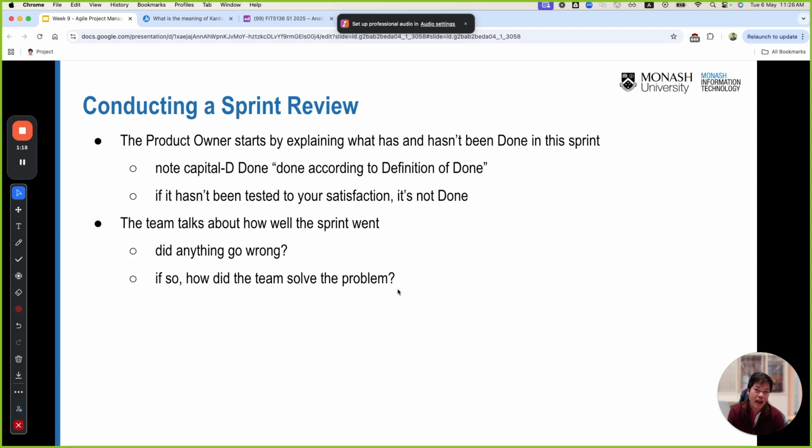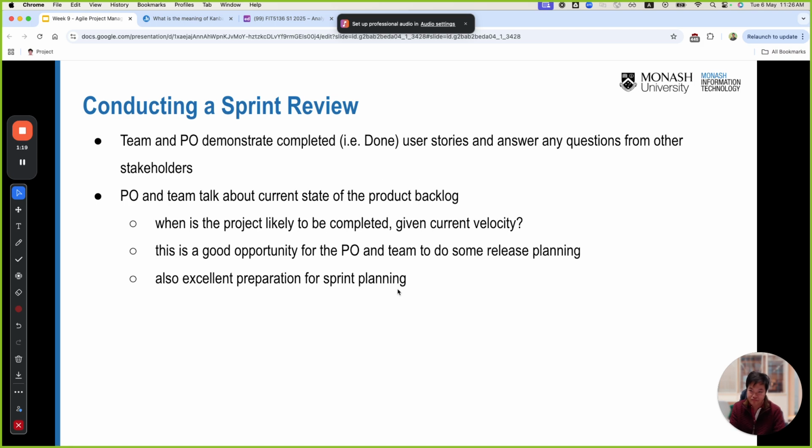The way you conduct the sprint review is that the product owner should start by explaining what has been done and what has not been done in the sprint. Note that capital D Done means it should align with the definition of done. If it has not been tested to your satisfaction, it's not done. The team talks about how well the sprint went. Did anything go wrong? If so, how did the team solve the problem? So that happens during the sprint review.